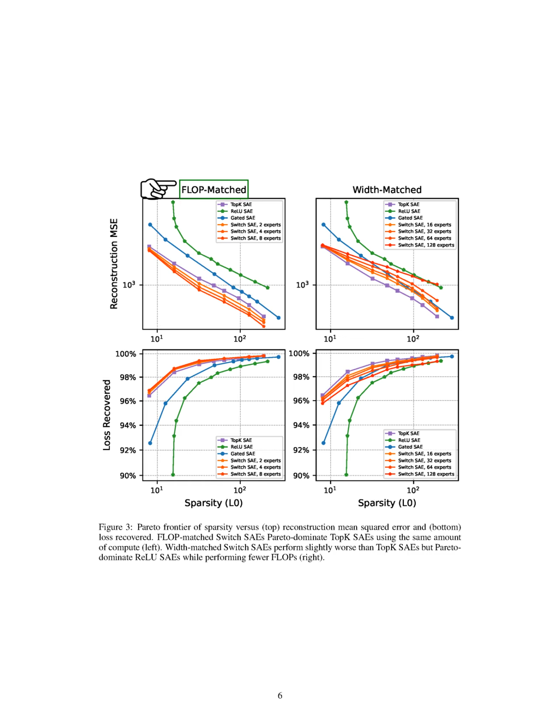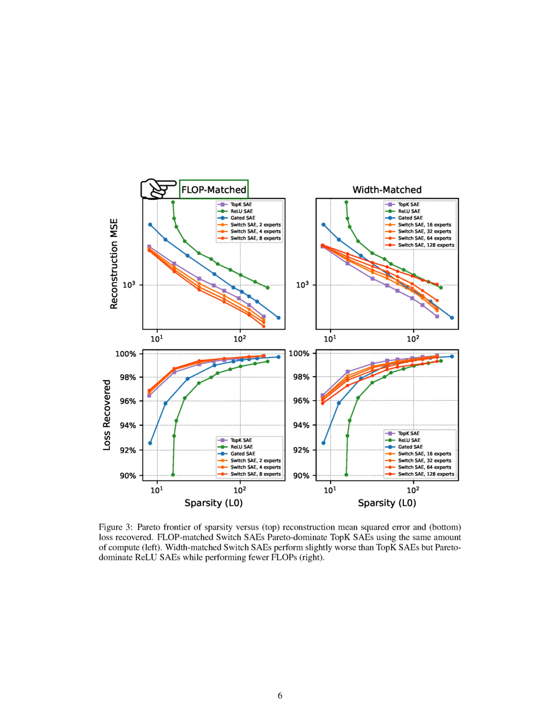In the width-matched experiments, we train switch sparse autoencoders with 16, 32, 64, and 128 experts. Here, switch sparse autoencoders generally underperform compared to top-K sparse autoencoders in MSE and loss recovery, but they still outperform gated and ReLU sparse autoencoders in most cases.